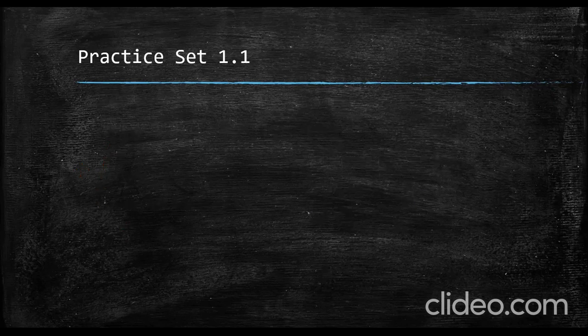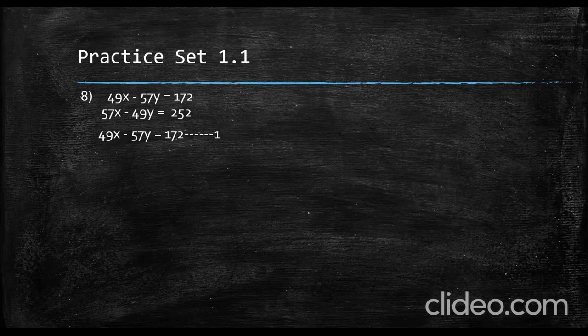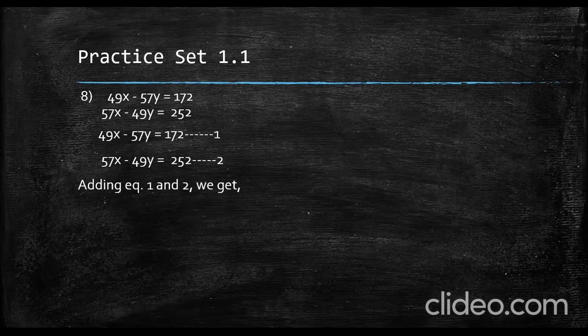Okay, moving on to the next sum, question number 8. 49x minus 57y is equal to 172. 57x minus 49y is equal to 252. So first step is to give numbers to the equations. Second step, adding the equations. Let us add them.